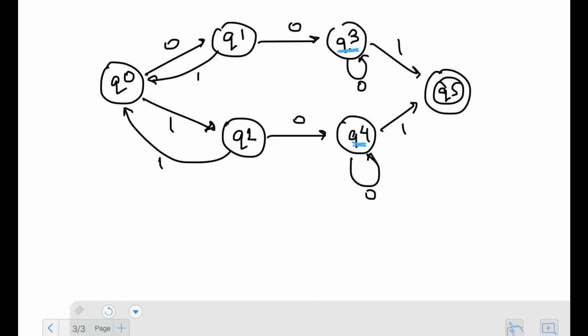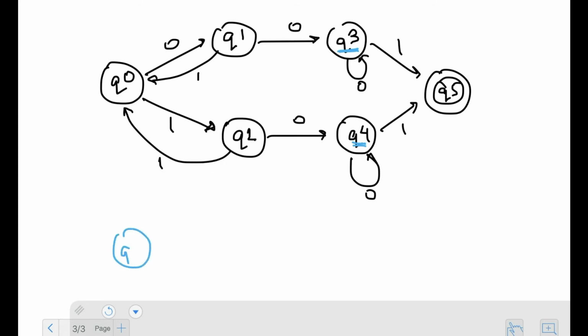So again, we need to keep in mind that if on 0 they're not going to exactly the same state, but they're going to states which we are claiming to be equivalent, and all of their other transitions are to the same state, and one or more transitions could even be to themselves, even in that case I could say that they are equivalent states.